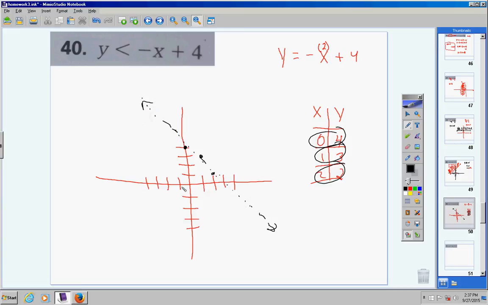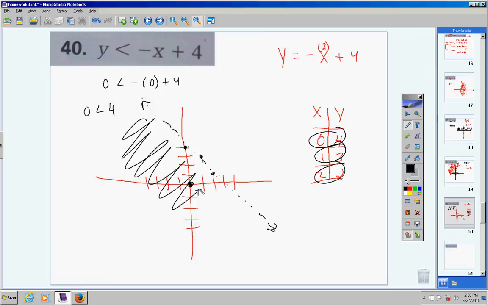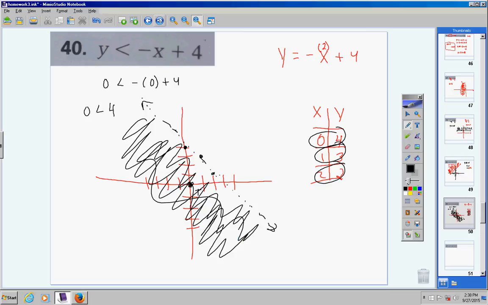Now what point do I love to test whenever I can? 0, 0. Never test a point that lies on the line that you graphed. And here we go. For y I'll substitute 0. For x I'll substitute 0. Negative 0 plus 4 is 4. 0 is less than 4. That's true. So this point right here is true. So I'm going to shade where that point is. Alright? So there we go. Moving on to number 41.